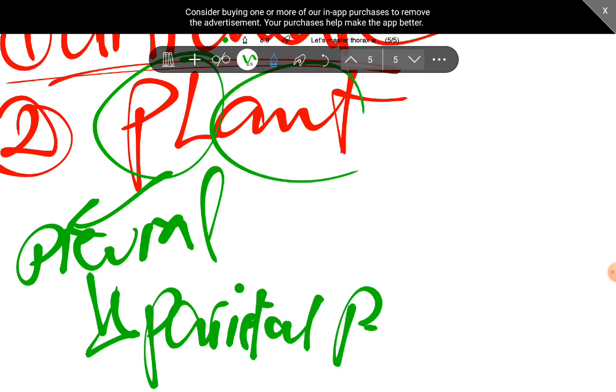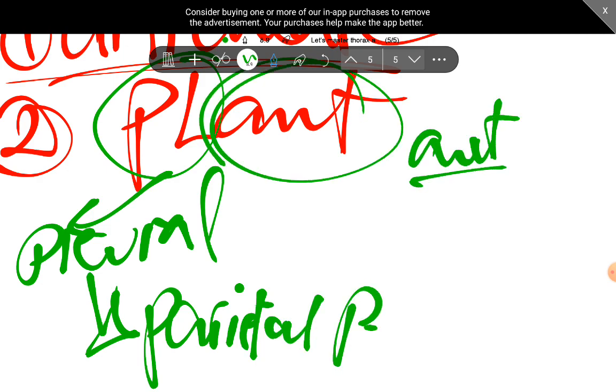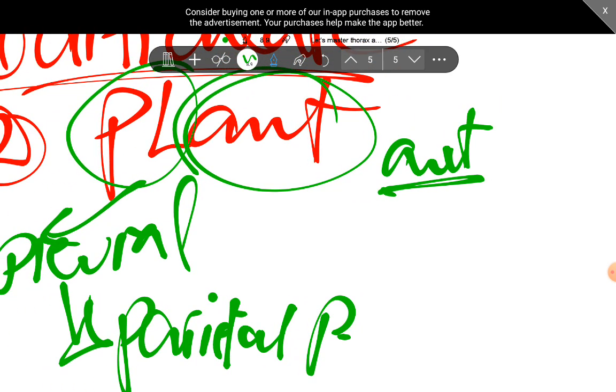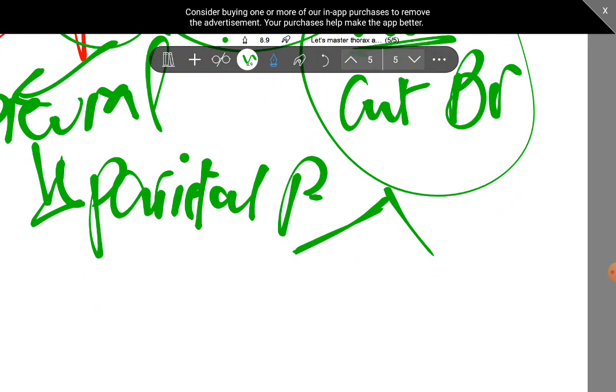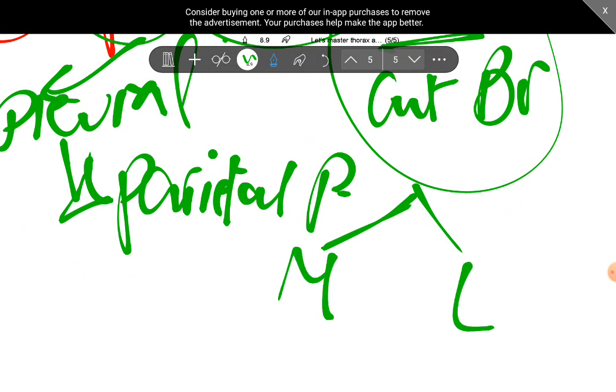Okay, and ANT is the first three letters of anterior cutaneous branches. The anterior cutaneous branches divide into medial and lateral, supplying the skin over the front of the thorax.